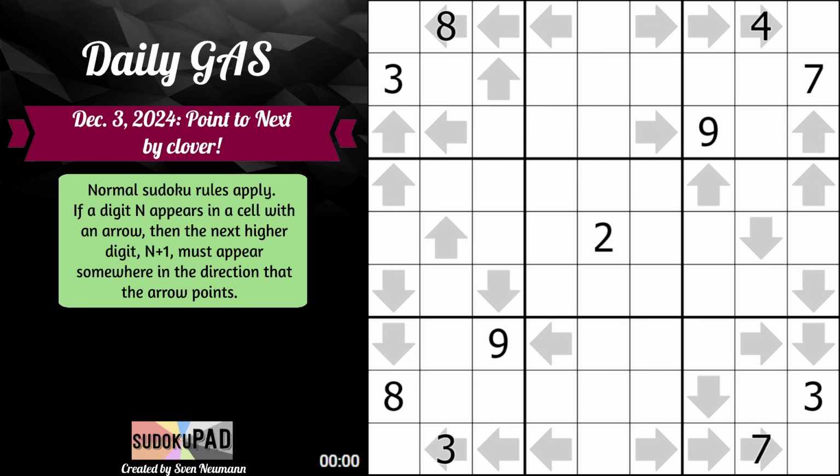Well, it means the return of the big fat gray arrow from Clover. If we look at this cell here, for example, we have a digit n, 8 in this case. What that means is somewhere in this direction over here, there must appear the digit n plus 1. If this was 1, for example, that would mean somewhere in this direction exists the number 2. So on and so forth. And that's it. Those are the rules. Let's jump right into it.